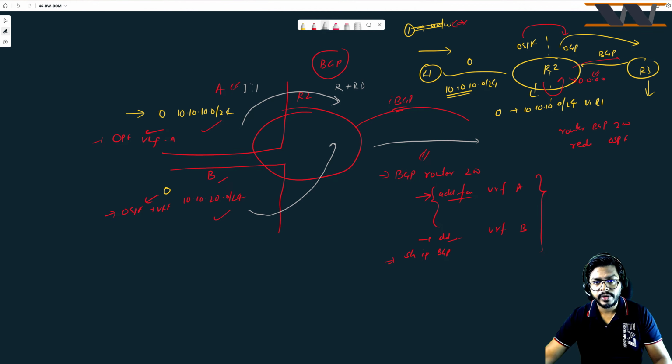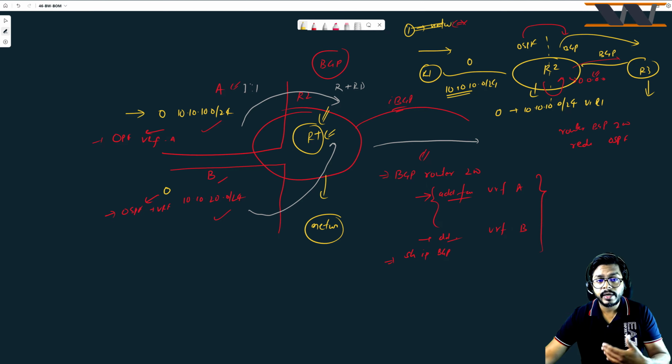From here also, when you redistribute, basically it is going to attach the RD value, right? But now you can ask me why we cannot do this with the network command. The network command actually checks your routing table, the global routing table, to see whether you have this route or not. And if you don't have this route in the global routing table, then how is BGP going to learn that? That is why we are doing redistribution from these VRFs into BGP.